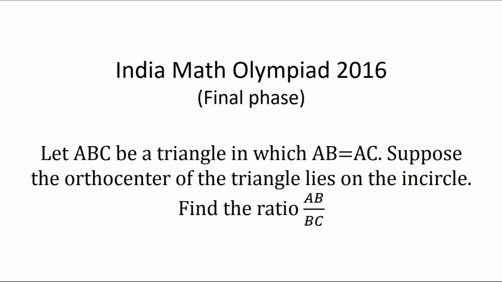So, let ABC be a triangle in which AB is equal to AC. Suppose the orthocenter of the triangle lies on the incircle. Find the ratio AB divided by BC.